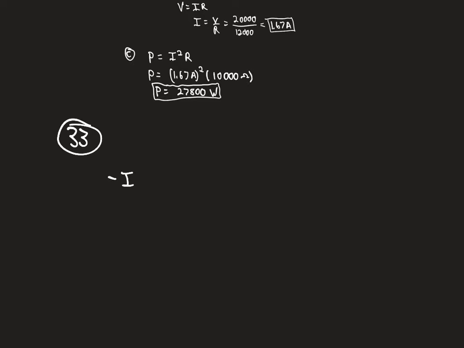Negative I2 times R2 plus E1 minus I2 times little r1 minus I1 times big R1. This has to be equal to 0. So this is minus negative I2 times big R2 plus E1 minus I2 times little r1 minus, what's that? That's I1 times R1. That's got to be equal to 0.